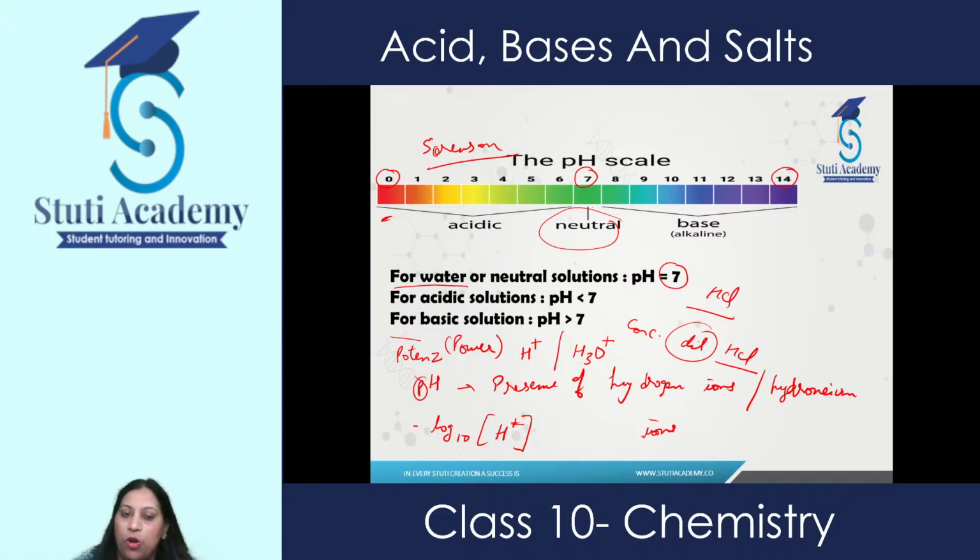And if we are talking about basic solutions, solutions which have pH value more than 7, they are more basic in nature. So if we are moving toward this side, acidic nature decreases. And if we are moving toward that side, basic nature increases. So this is how we can detect the nature of a given sample.